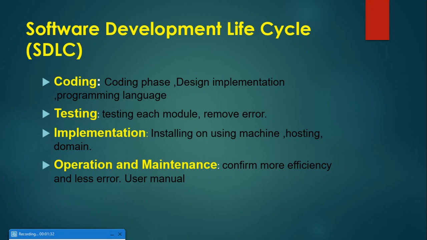Sometimes it will not work. If there is any error when more users rush in, maybe the website will be down, a crash will happen. Then definitely maintenance will be there, operation will be there, and a user manual also will be there, so the user will know the steps to use it. Likewise, when you buy any new machine, there is a user manual on how to use it. You can teach them, you press that button, it will do like that, the on and off button, like that. That is all included in the software development life cycle.